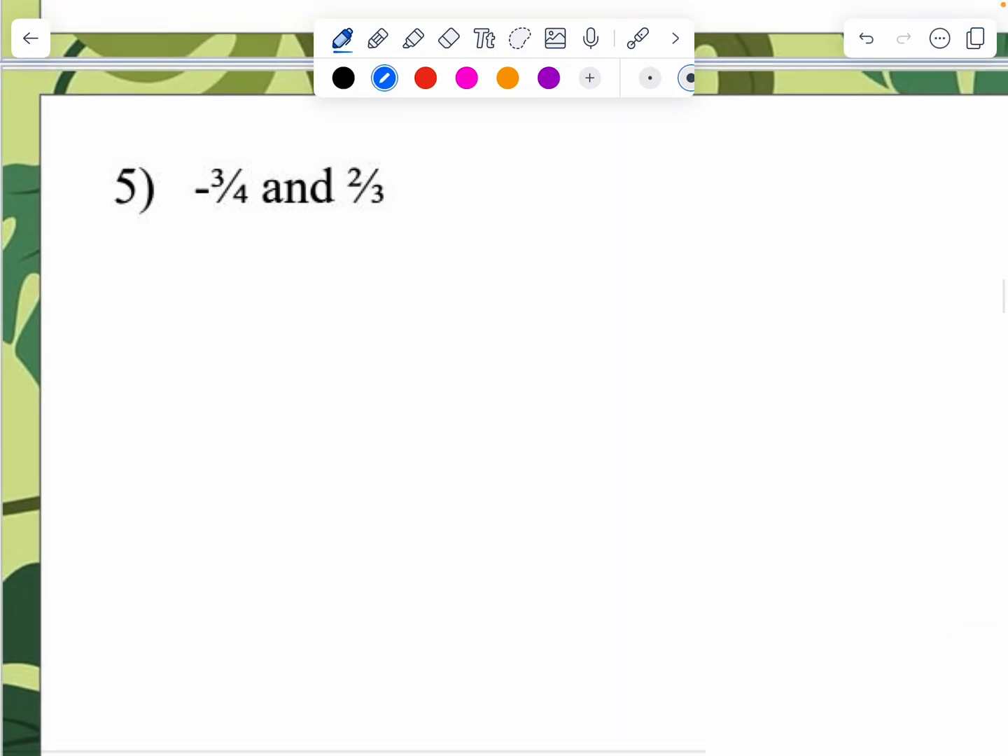Number 5 says negative 3/4 and 2/3. So we only have 2 factors. And according to the fundamental theorem of algebra, that means I should end up with a polynomial that is x squared. So let's see how that works. X equals negative 3/4. X equals 2/3.